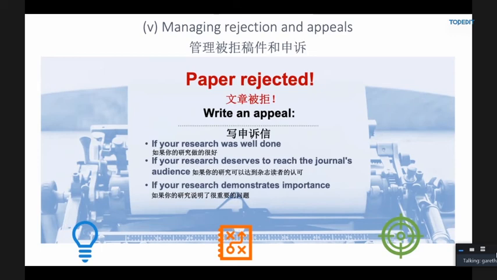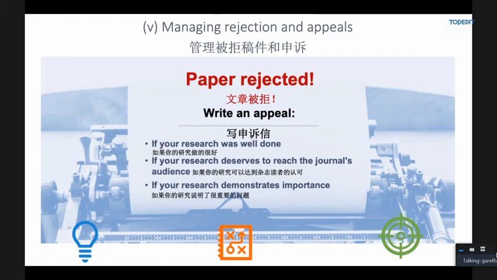When you get rejected, if you feel you've been badly treated or you disagree with the comments that come back after peer review, you can always appeal. You can always appeal. If you feel your research was well done, you feel your research deserves to reach the journal's audience, if your research demonstrates importance, it's always, always, always worth writing that email. It takes 5 minutes.